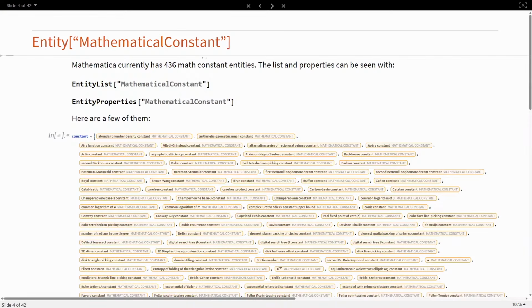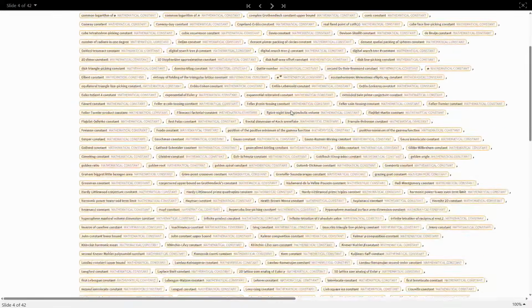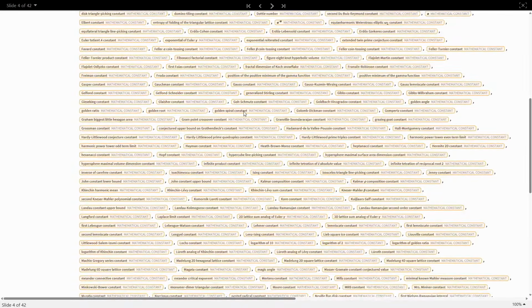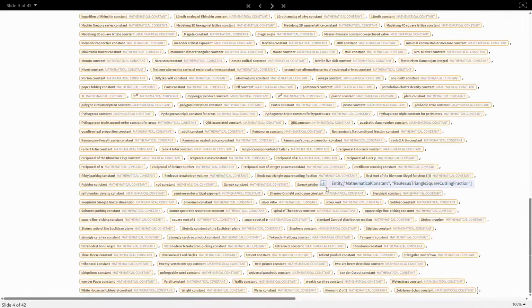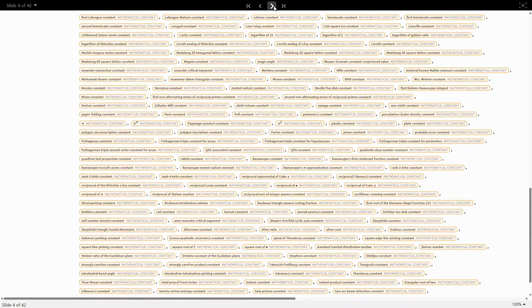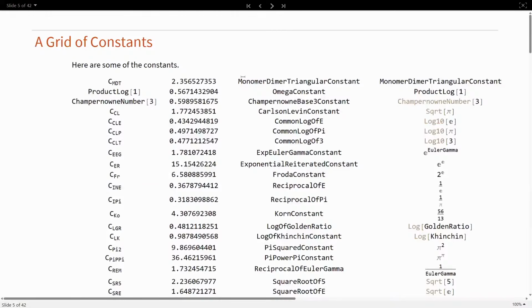So in Mathematica, we currently have 436 math constant entities, and here's a list of them, like the Gauss constant or the nested radical. We've got a whole bunch here, and I'll try to cover some of these today, the silver root.